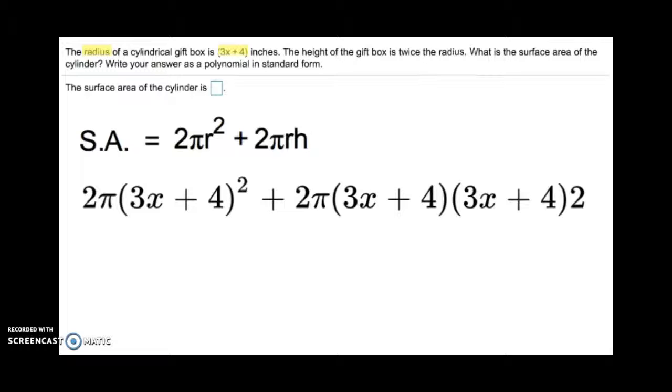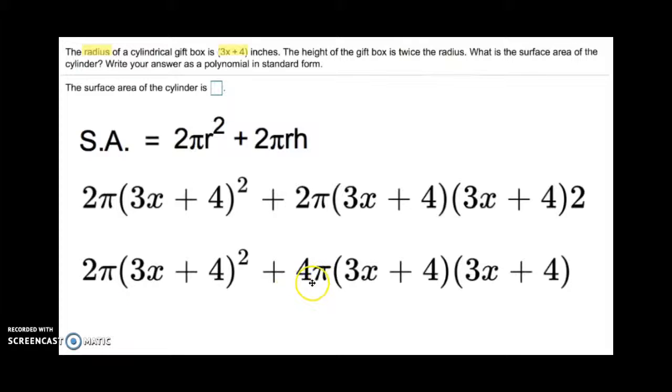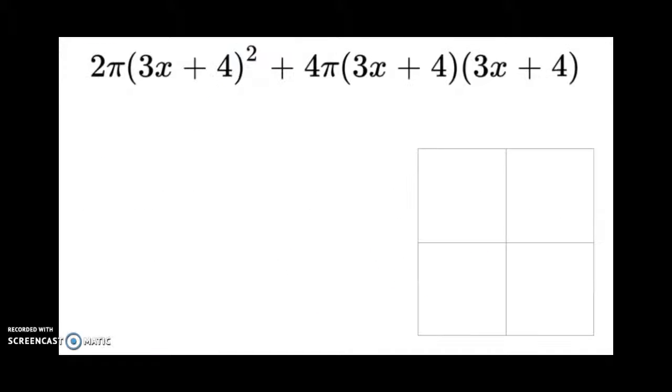So what I'm going to do is take this 2 and multiply it to this 2 here, since each and every one of these are being multiplied. So I'm just going to multiply this 2 by 2 and get 4 pi. Again, just multiply these two together. So I'll have 2 pi times 3x plus 4 squared plus 4 pi times 3x plus 4 times 3x plus 4. Now we can get ready to do our multiplying of the binomials.